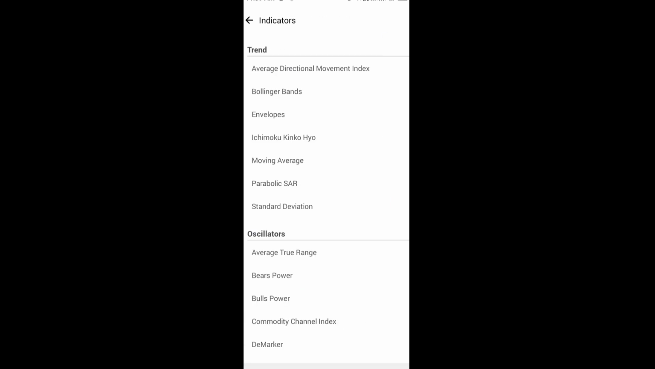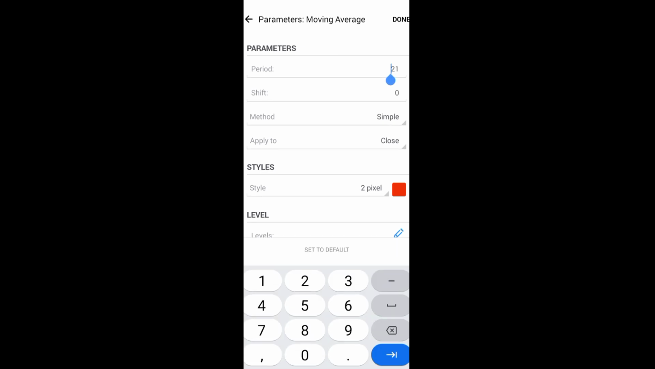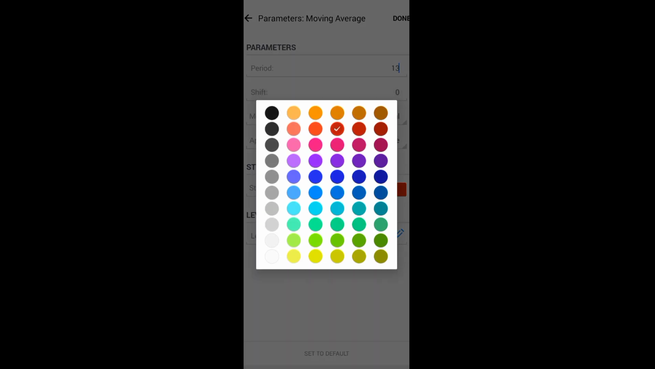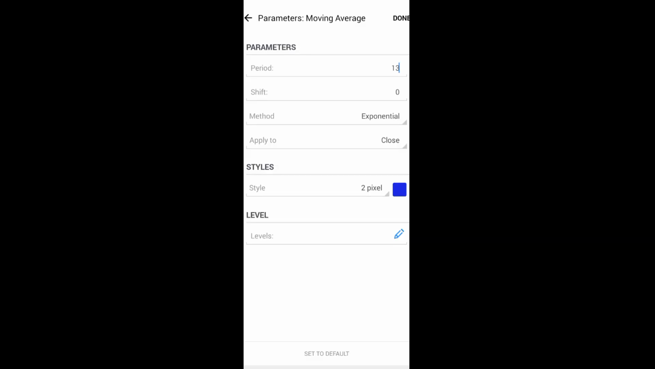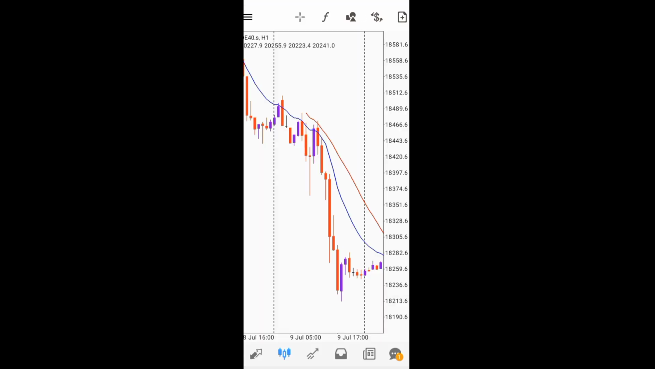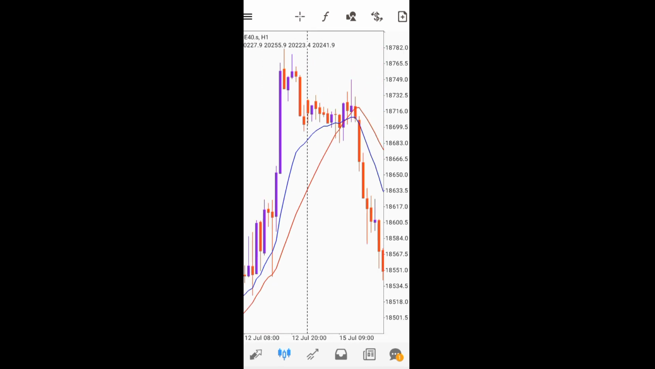After that I'll go to F plus again and add another moving average. This strategy uses two moving averages. So I'll click moving average, and the first thing I have to change is the period. This moving average requires a certain period, and under method, I'll select exponential. After that, I'll change my color to blue, and click done. So as you can see, I have two indicators, the first one and the second one. After completing my indicators, my chart will appear this way.